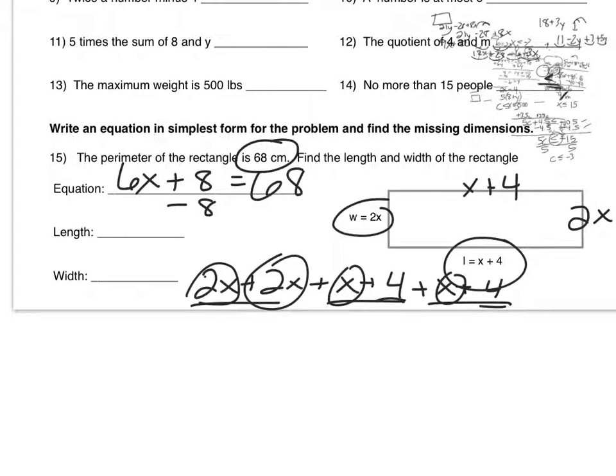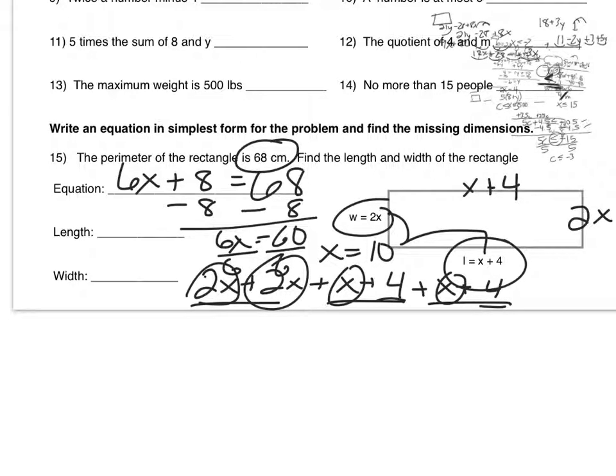And if we solve that equation by minusing 8, we get 6x equals 60, which means that x is equal to 10. And if we substitute that in for x in both our width and our length, we get the length as being 10 plus 4, which is 14 centimeters. And the length, whoops, I had that backwards. The length is 14 centimeters, and the width is 2 times 10, which is 20 centimeters.